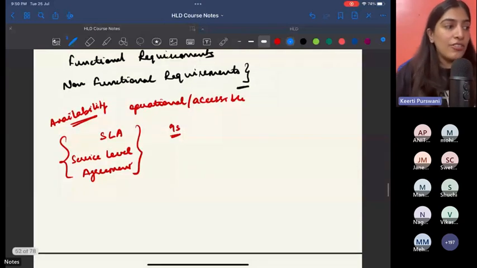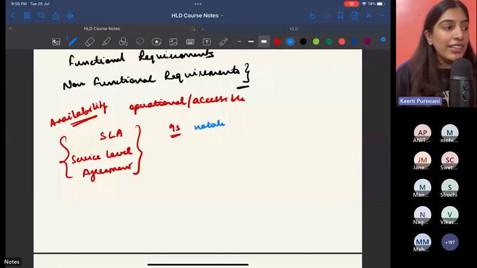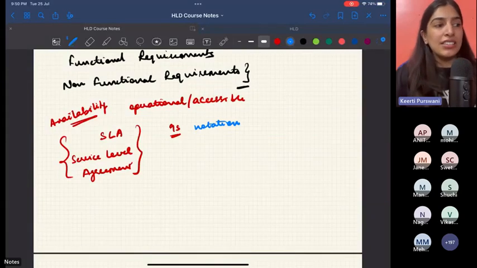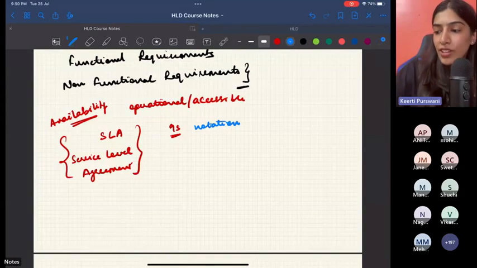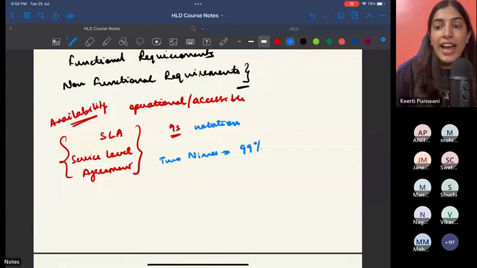So as a lot of you have already said, there's something called nines notation. What does it mean? We are going to discuss now. So it tells that for how long your system is always going to be available. Okay. As the nines increases, the system becomes more available or more reliable. Let's talk about it. So when we say two nines, that means that your system is 99% available.